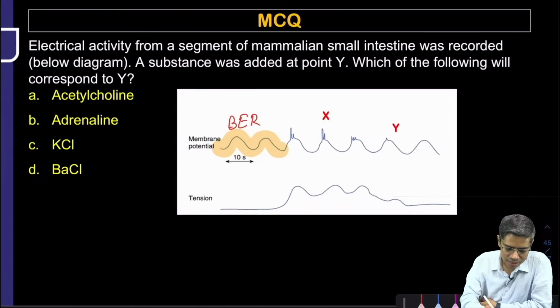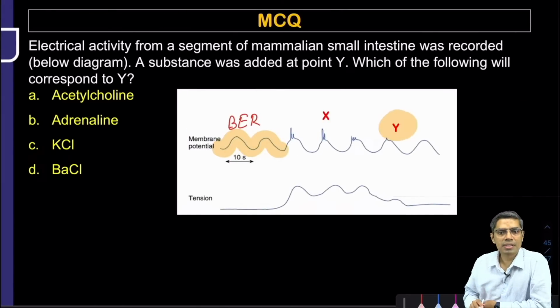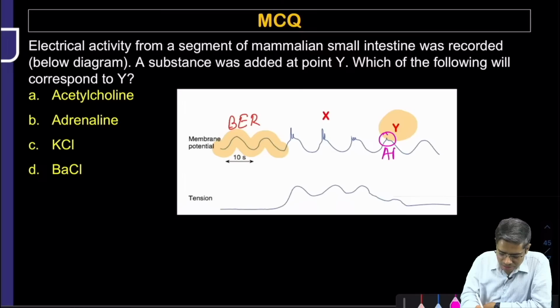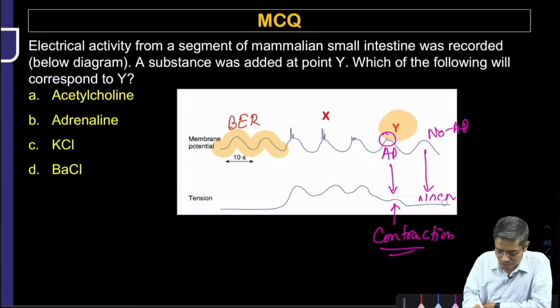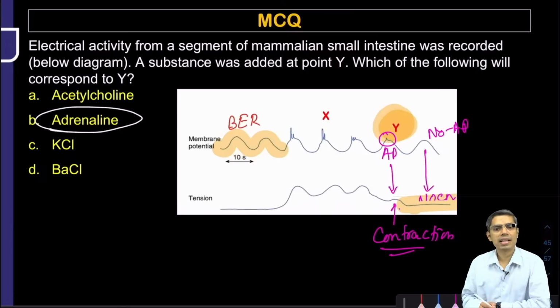So, I can understand here that whenever you are adding this substance Y, the action potential is disappearing, and action potential disappearing means the contraction is vanishing gradually. So, you can see here no action potential, no action potential means no contraction. That is why you can find out that the tension is near equal to 0 in this curve. So, obviously, this Y is nothing but epinephrine or norepinephrine, your answer is adrenaline.